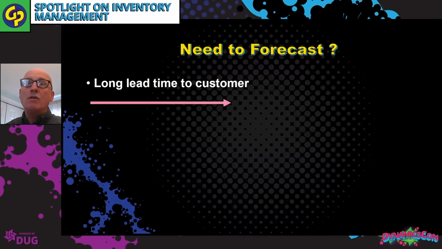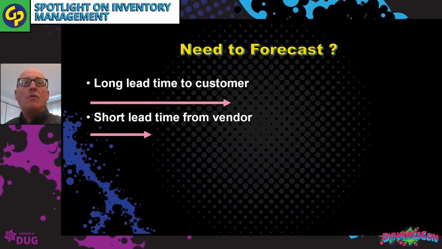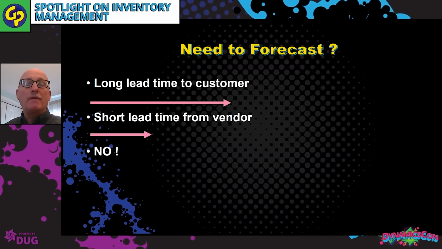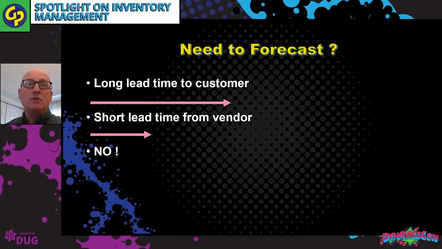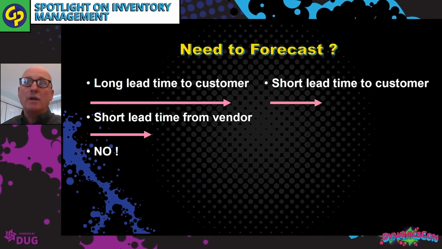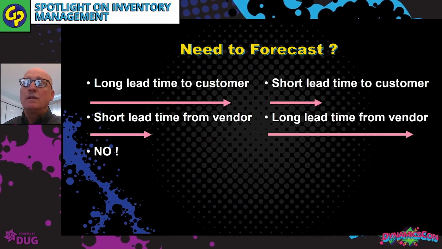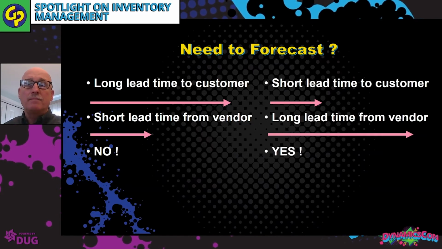Your customer has an expectation for when you're supposed to deliver. And if you have a long lead time to your customer and a relatively short lead time from your vendor, there's not a whole lot you need to do with forecasting. You can respond very quickly because you can get what you need for your customer to support what his needs are very quickly. On the other hand, if you have a short lead time from your customer and a long lead time from your vendor, you're going to need to do some forecasting. So how do we go about that?